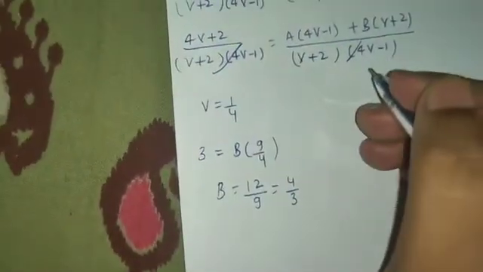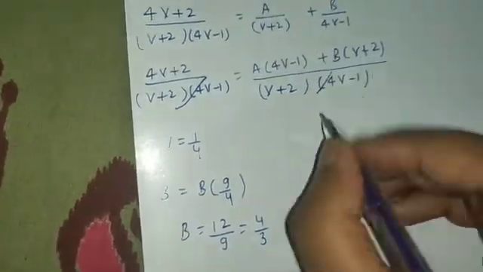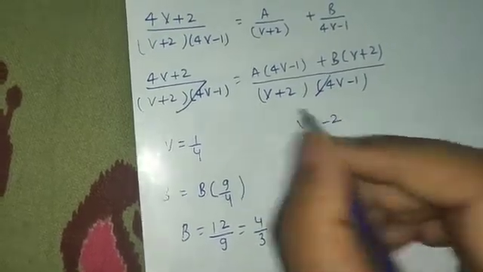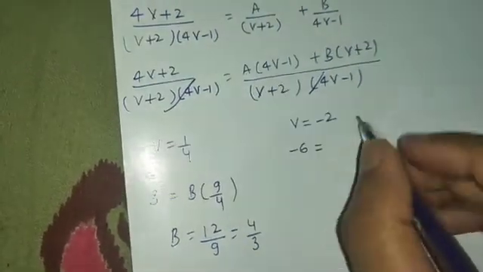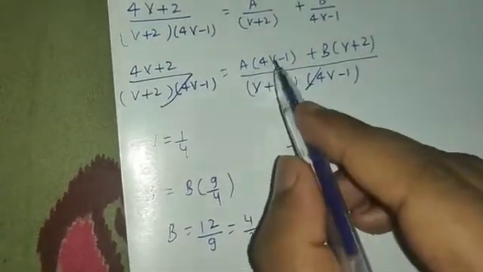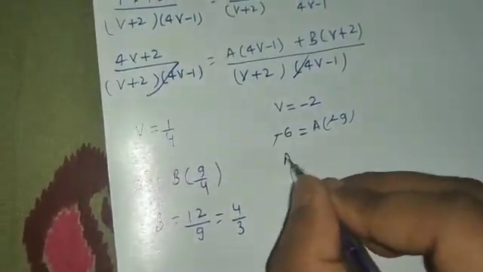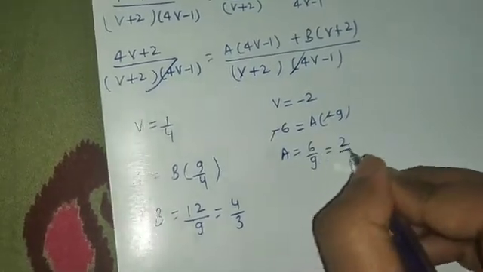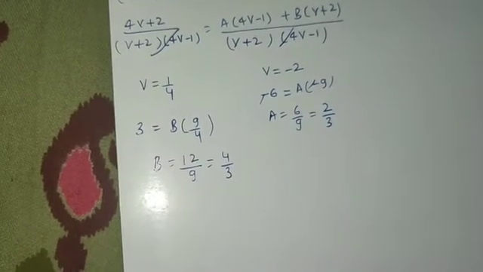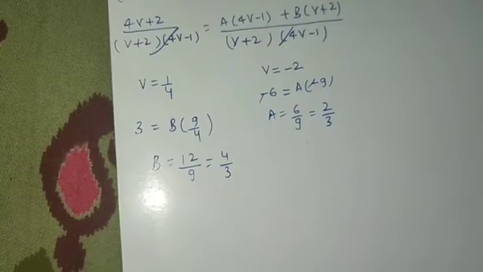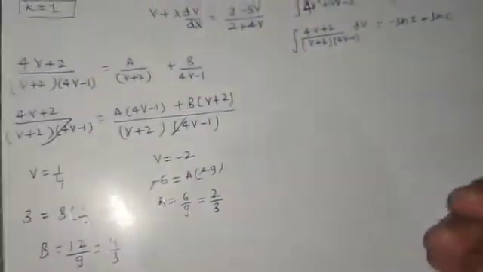Fine. Now moving to this part. So for this, if you take v as minus 2, so minus 8 plus 2, minus 6, a times minus 8 minus 1, minus 9. So a is 6 by 9, which is 2 by 3. Okay. Now we have got the values of a and b, so we can proceed with the integration.